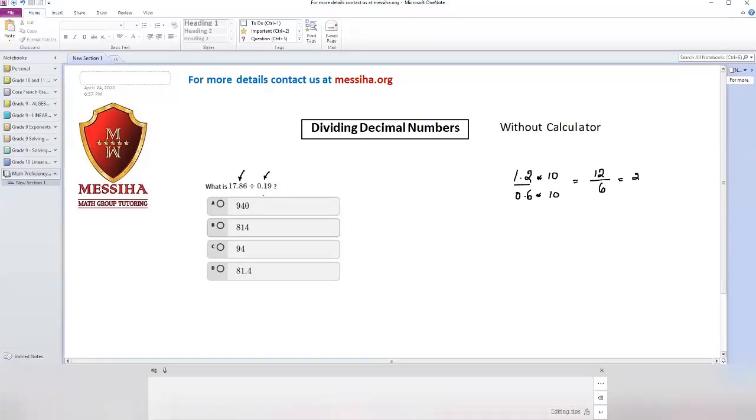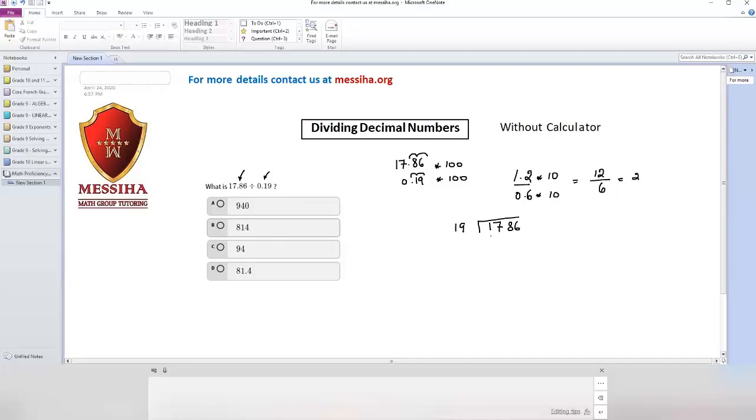But the problem is, if I multiply one of the two by 10 or by 100, I have to do the same thing for the other one. So here, to move the decimal point for 17.86, I need to move the decimal point 2 steps to the right side. That means I need to multiply by 100. The same thing for the 0.19. If I multiply by 100, I'm going to move the decimal point to the right side 2 steps. So as a result, at the end, I will have 1,786 divided by 19. And for sure, this number is 100% easier than before.